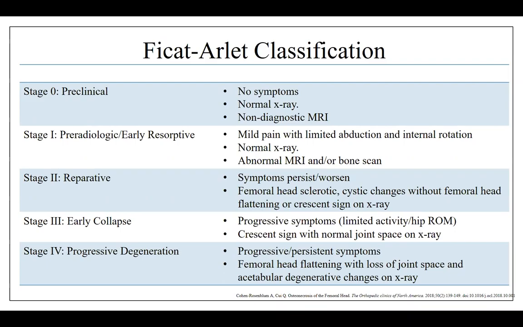In stage 4, the symptoms progress even further, and the patients are in severe pain. And now we can see femoral head flattening with the loss of the joint space and acetabular and degenerative changes on the x-ray.